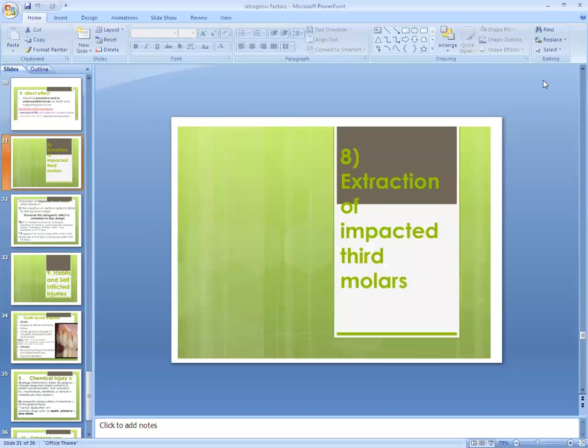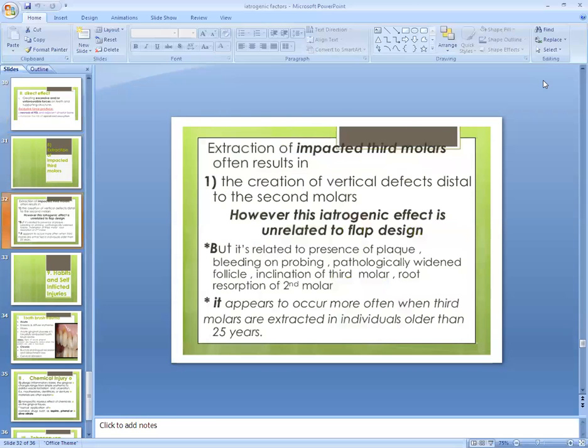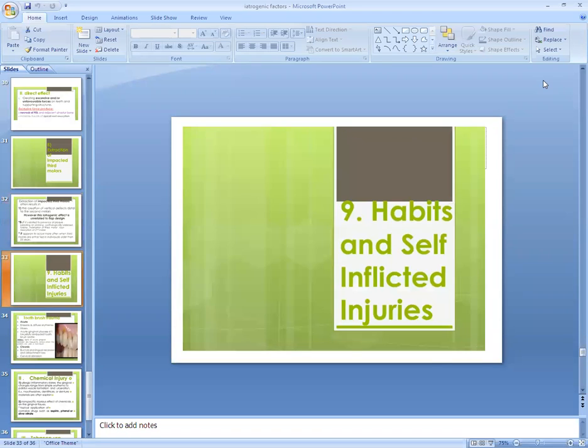Last one is the extraction of impacted third molars. Extraction of impacted third molars often results in the creation of vertical defects distal to the second molars. However, this iatrogenic effect is unrelated to the flap design, but is related to the presence of plaque, bleeding on probing, pathological widening of the follicle, inclination of the third molar, and root resorption of the second molar. It appears to occur more often when third molars are extracted in individuals older than 25 years.